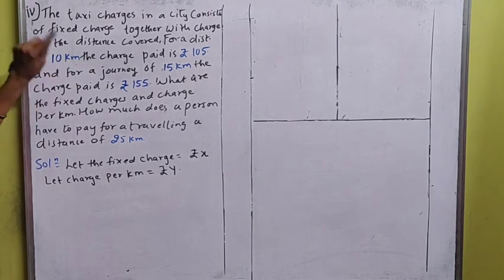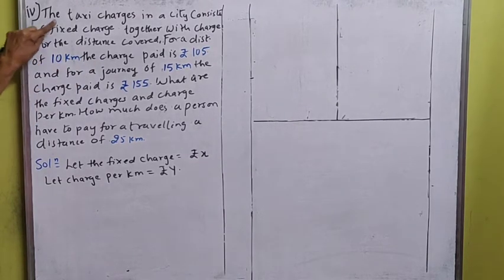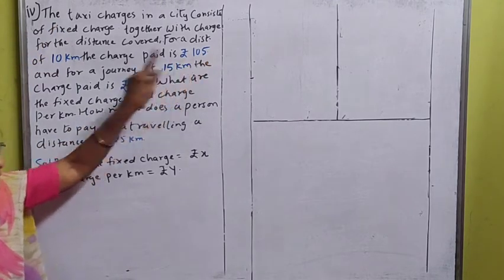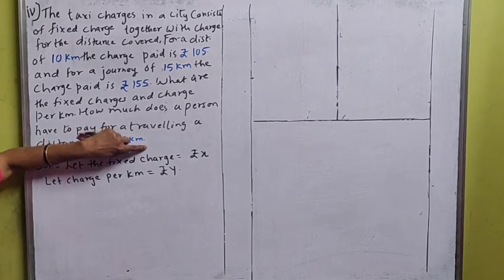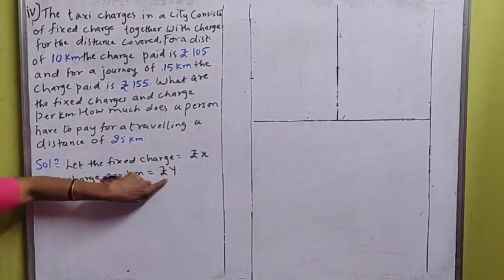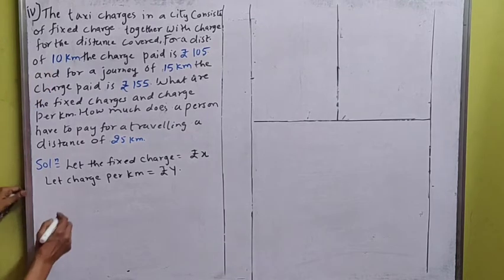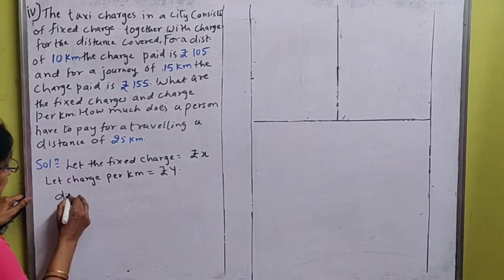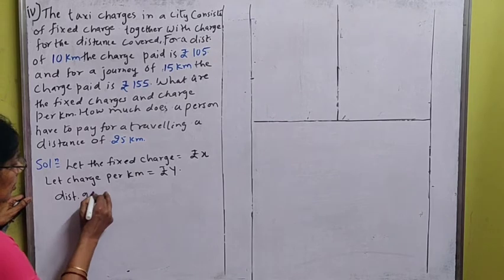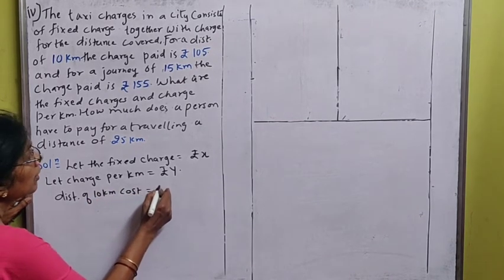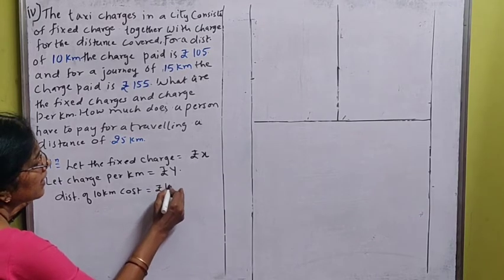For a distance of 10 kilometers, if you go 10 kilometers in that taxi, you have to pay rupees 105. That means the fixed charge together with the charge per kilometer. So 1 kilometer charge is rupees Y. What will the 10 kilometer charge be? It will become 10Y. So for a distance of 10 kilometers, the cost is rupees 105.